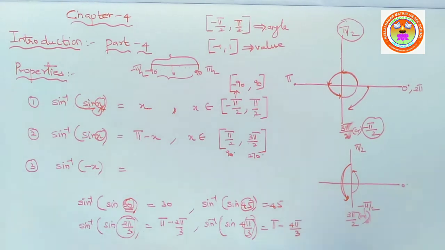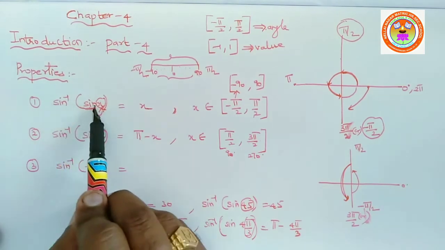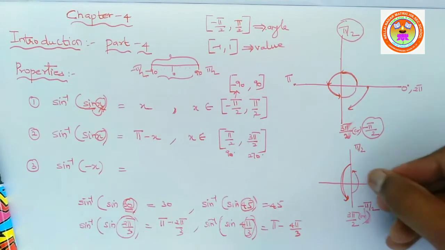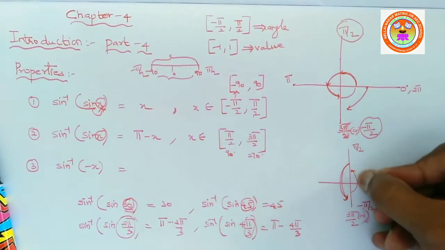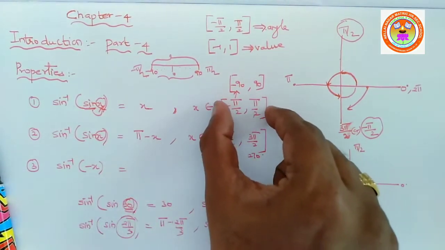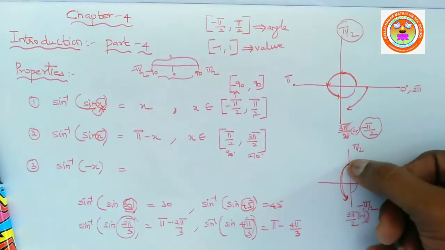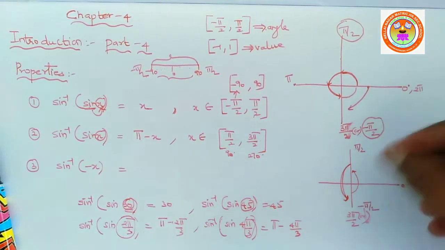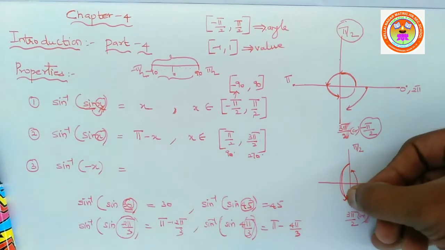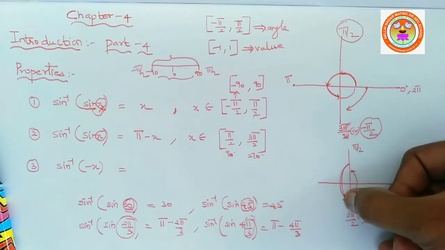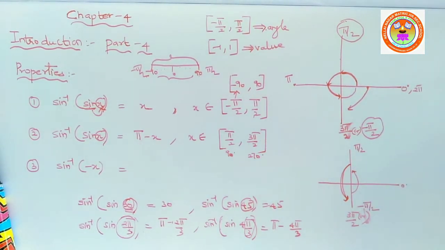This is our answer. So we can easily find: sine inverse of sine x is equal to x when x lies between minus pi by 2 and pi by 2. Otherwise, if x moves in pi by 2 comma 3 pi by 2, the remaining part, then sine inverse of sine x is equal to pi minus x.